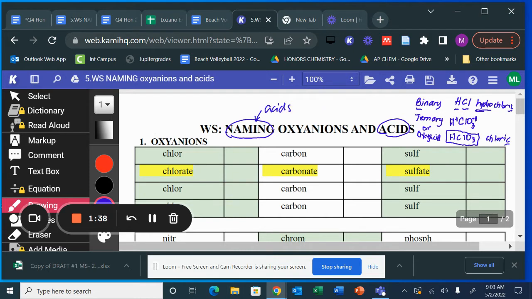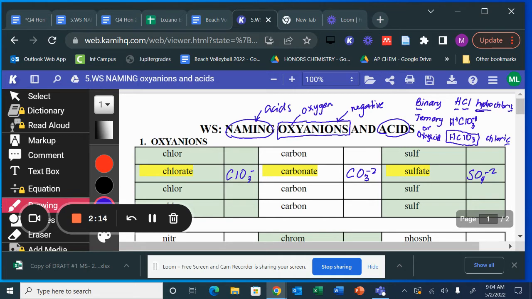Okay, to begin with that, we will first learn how to name some oxyanions. Oxyanions have oxygen in the substance, and they're anions because they are negative. An example of an oxyanion is chlorate. Chlorate is ClO3 minus. Another example of an oxyanion is carbonate, which is CO3 minus 2. Another example is sulfate, which is SO4 minus 2.